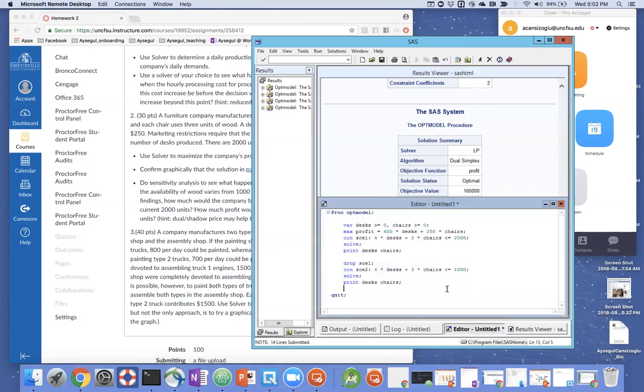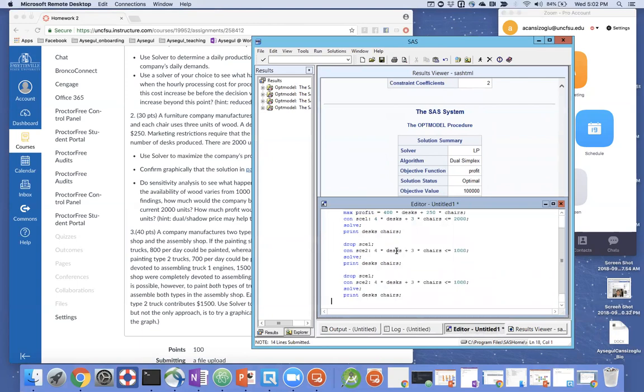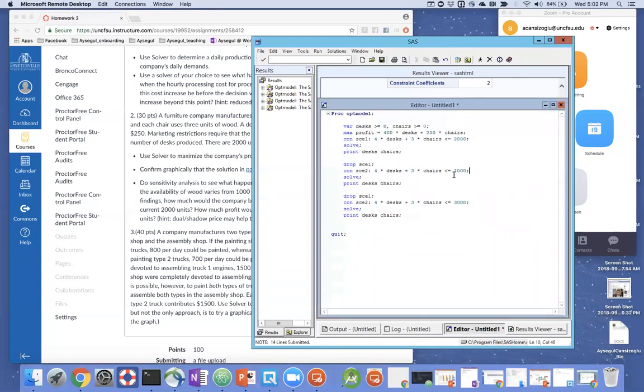So what we can do is continue solving this multiple times. Instead of increasing by 100, which you are supposed to do in your homework, I'm going to increase by 1,000 so that we can see the drastic change. Actually, I don't need the second one, because the initial problem, as you guys see, is 2,000.